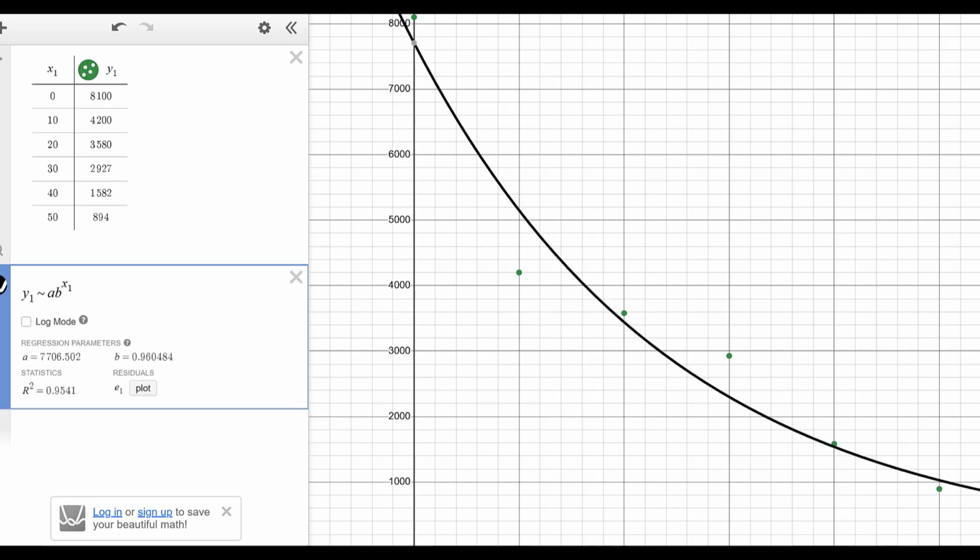Well, that's what it is. This does not seem like it fits very well. And I'm seeing the 7706.502. Now, I'm not sure what they're using because they came up with 7751.44 times point, but this is the same 0.96. So that makes me wonder, is there an issue with my data input? But I just double checked it.